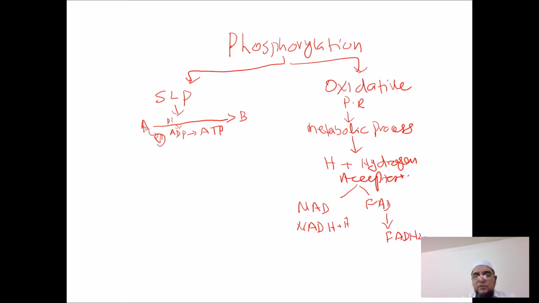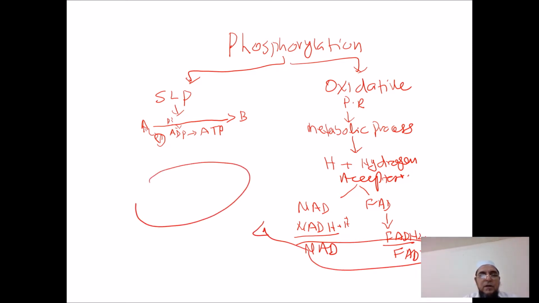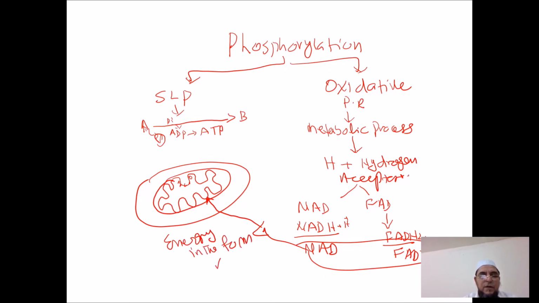And then this NADH or FADH2, both of these enter into the mitochondria. In the inner mitochondrial membrane, where the electron transport chain is situated, they enter into the electron transport chain, and then they give energy in the form of ATP. This is what we discussed in the previous session.